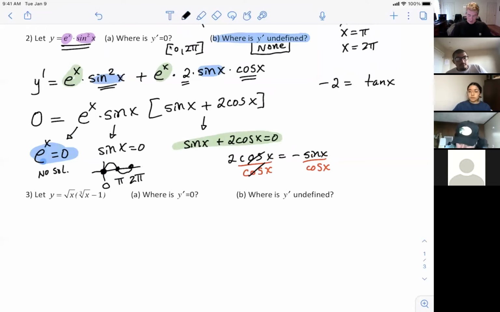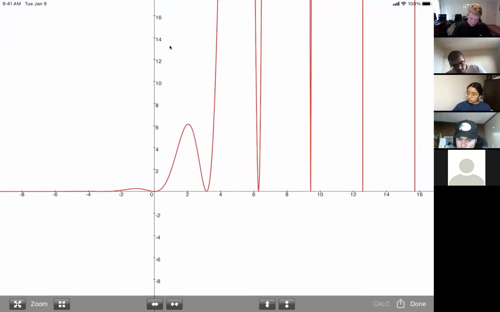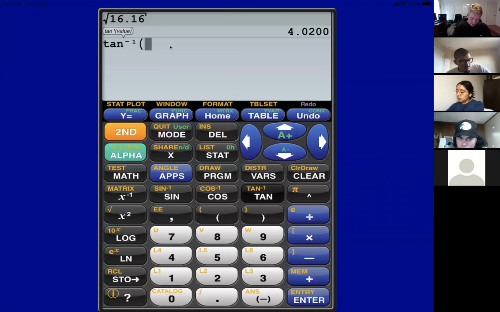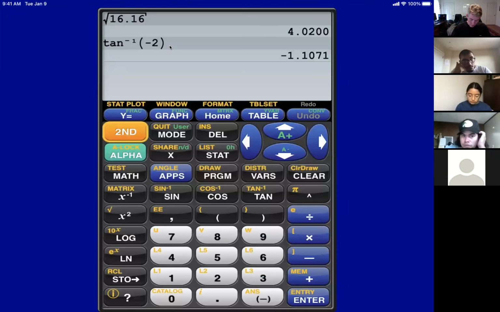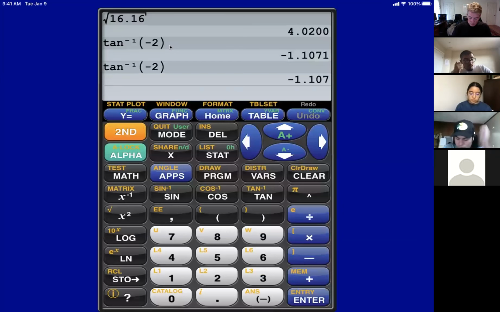So then when does tangent equal negative 2? So take tangent inverse of both sides. And then what's tangent inverse of negative 2? My calculator right now is in radians. Tangent inverse of negative 2. Let me change that to be 3 decimals. So a negative 1.107.